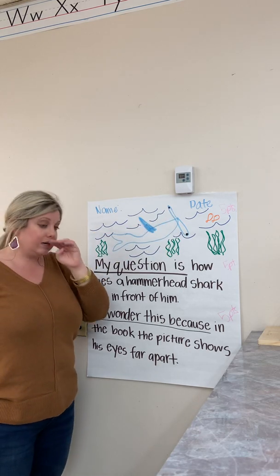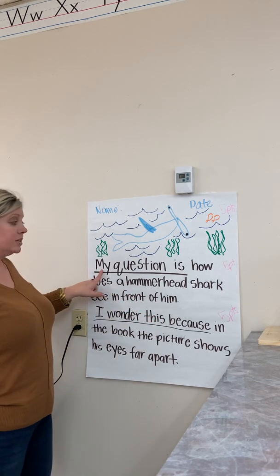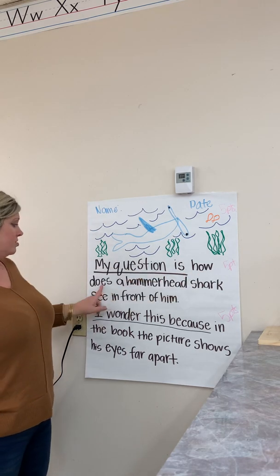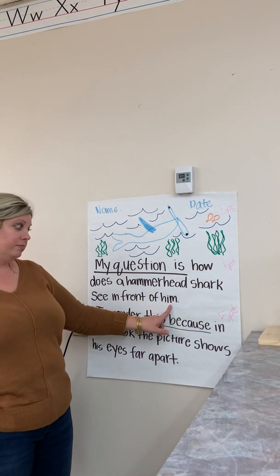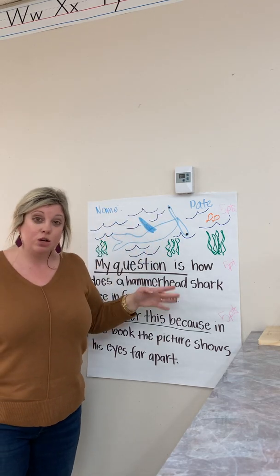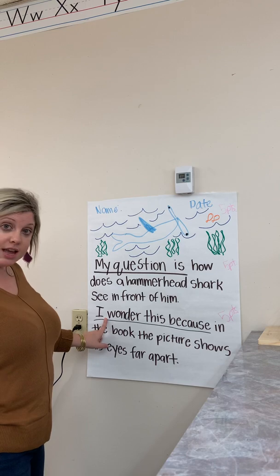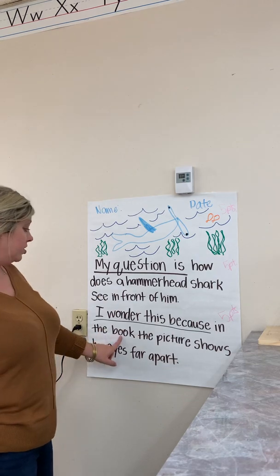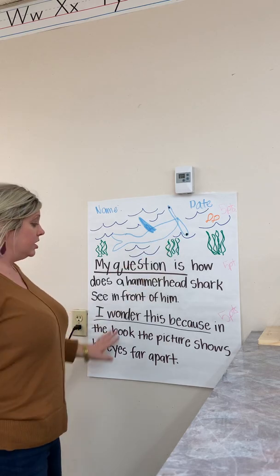So we were talking about how to ask questions about our animals. This is how I started off my sentence. My question is, how does a hammerhead shark see in front of him? Because his eyes are set so far apart, I wanted to know, how does he see in front of him? That was so strange to me. So that was what Ms. Borel wanted to know. And then I went on to say why I wanted to do this. I wonder this because in the book, the picture shows his eyes far apart. So that was why I wanted to know.